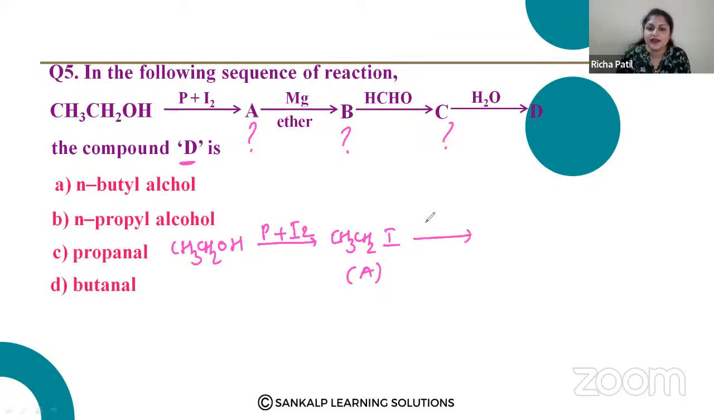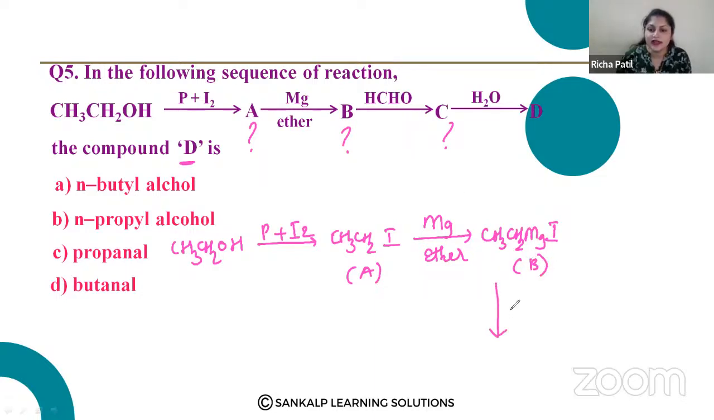This is further treated with Mg in the presence of ether. Okay, Mg in the presence of ether means it will be CH3CH2MgI. Okay. So this is your B. So this is your B.